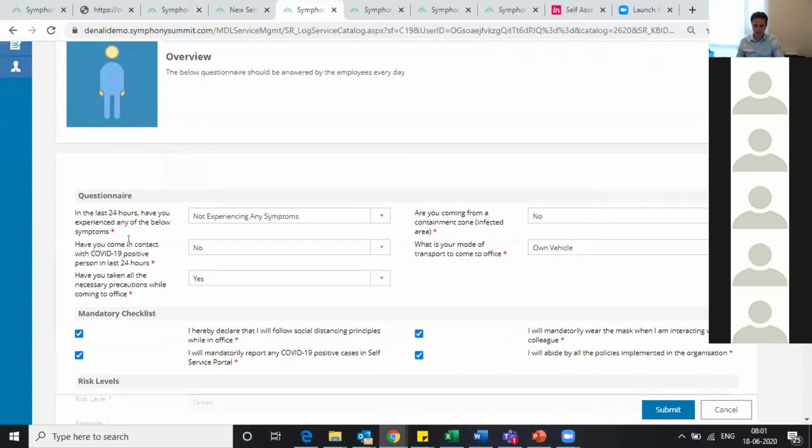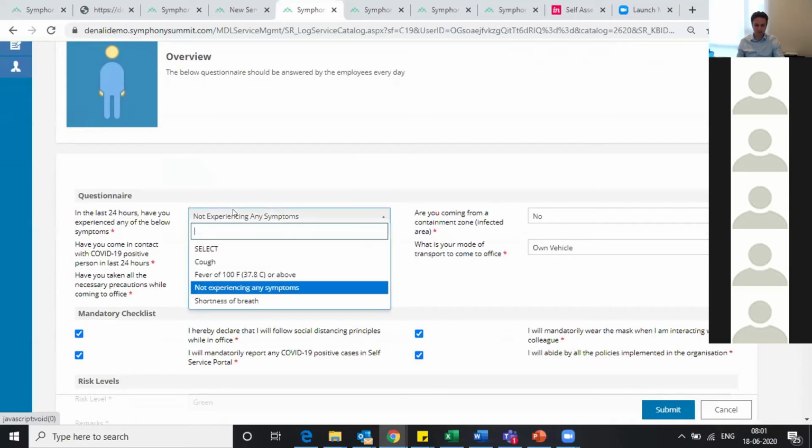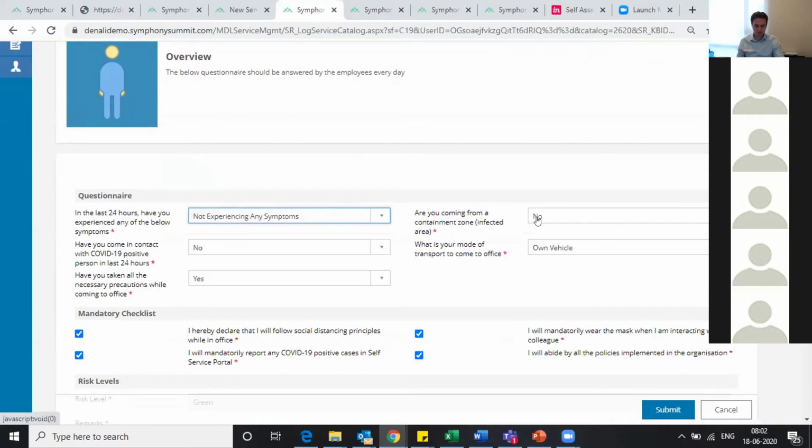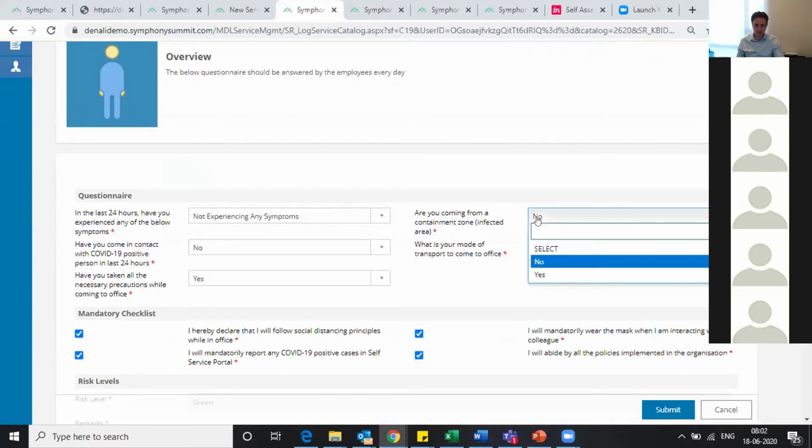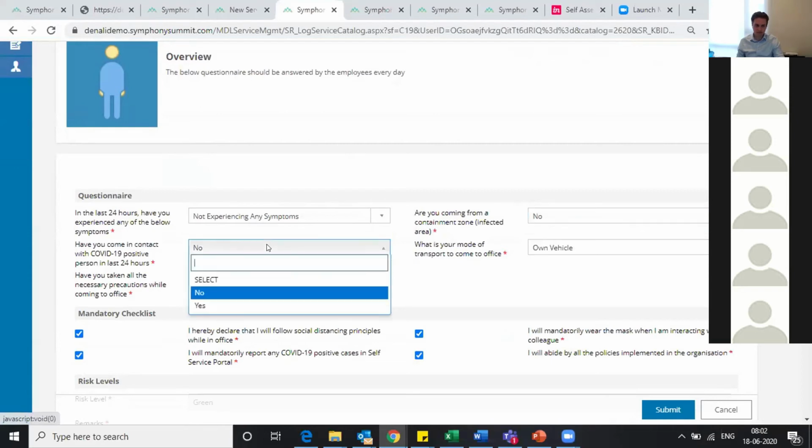And then you can see there are a set of questions that are being asked, and you have to simply answer them, saying, in the last 24 hours, have you experienced any of these symptoms? So I can say, yes, I've experienced cough, fever, or not experiencing any symptoms. And then, are you coming from a highly infected area? Have you come in contact with a COVID-19 positive person in the last 24 hours? You can say yes or no.